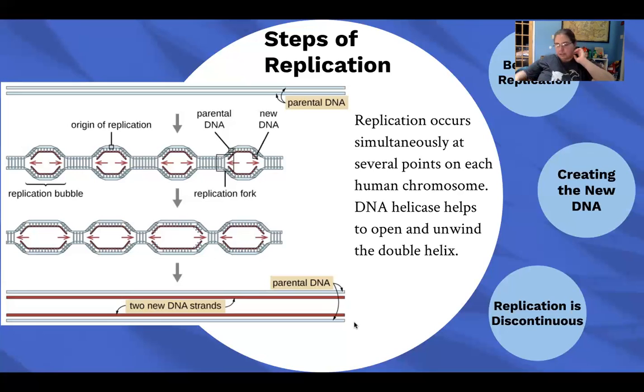Now, the first thing we have to do then is open up the DNA. Makes sense, right? We've got to unwind it. We can't replicate it if it's all twisted up. And that's where DNA helicase comes in. It's the enzyme that's going to actually untwist and unzip the double helix.